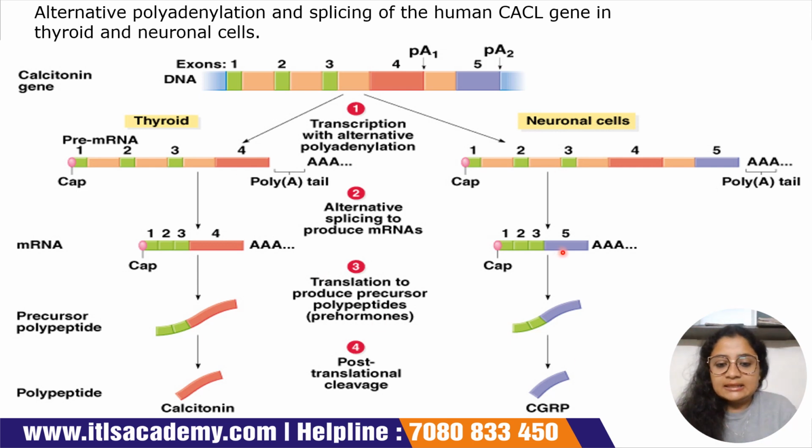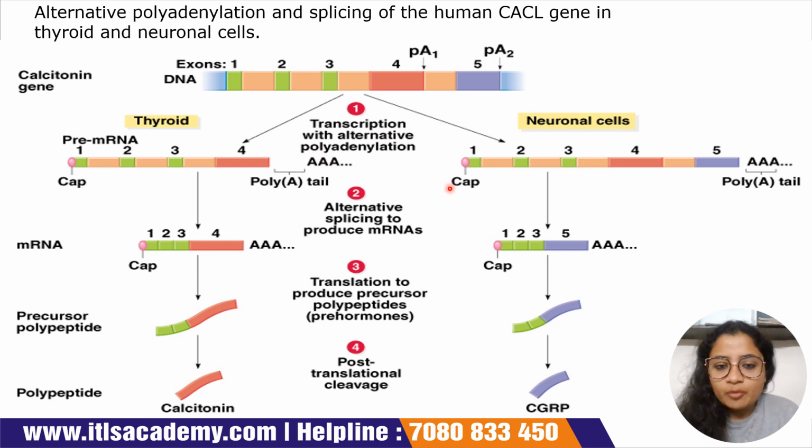So this is the diagram which briefly explains how the process works. Alternative polyadenylation and splicing of the human CALC gene, that is the calcitonin gene, in thyroid and neuronal cells. This is the DNA strand that we have, and the exons are denoted as 1, 2, 3, 4, 5, means the coding sequences. So transcription will occur. This side they are showing the thyroid cells, and this side the neuronal cells.